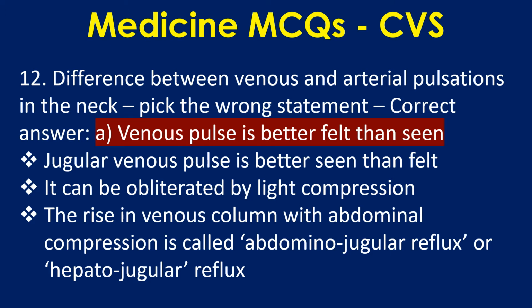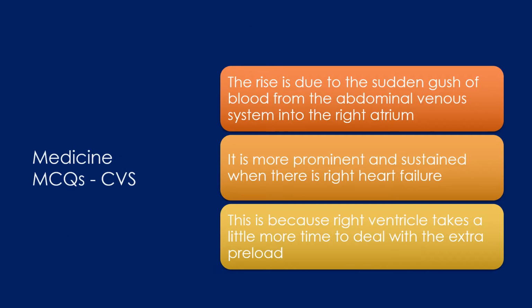Jugular venous pulse is better seen than felt. It can be obliterated by light compression. The rise in venous column with abdominal compression is called abdominojugular reflux or hepatojugular reflux. The rise is due to the sudden gush of blood from the abdominal venous system into the right atrium. It is more prominent and sustained when there is right heart failure. This is because the right ventricle takes a little more time to deal with the extra preload.